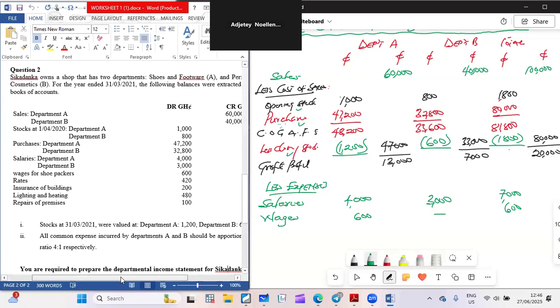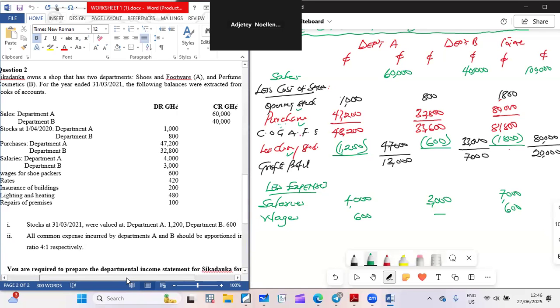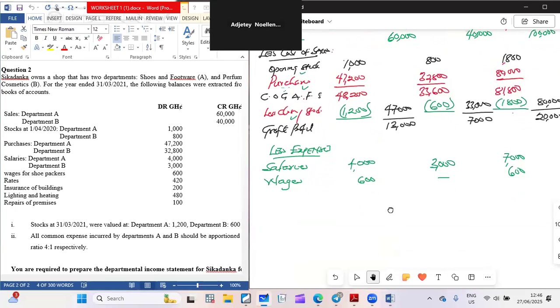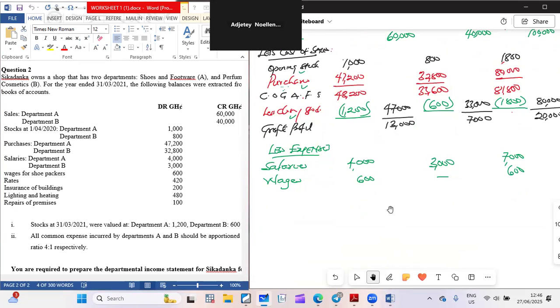Yes, please. Can you please retake that part? I didn't get it clear. This just means that wages for shoe packers are attributed to those who are working in the shoe department. That's all. Is that okay? Okay, yeah, I get it. Yeah. So it means you won't share it. It is not a common expense. It is not in both departments. All right. But the reason why she's asking is that sometimes you see it around somewhere here, don't you? Yeah. Good. That is it.